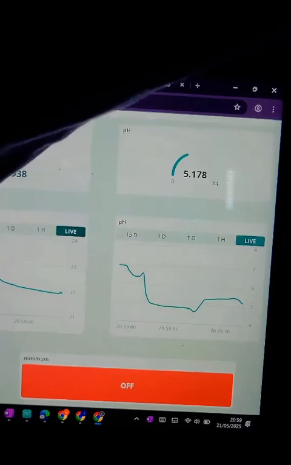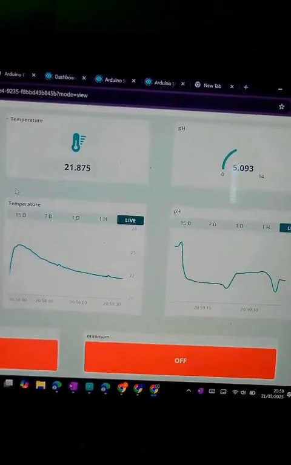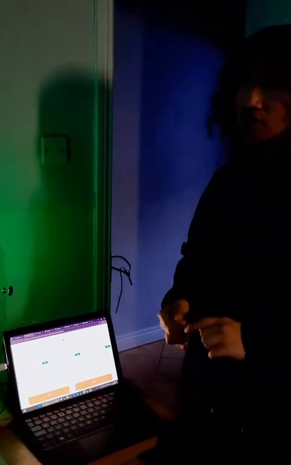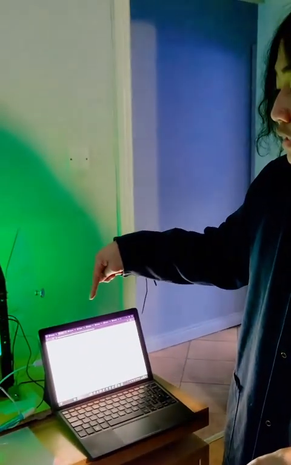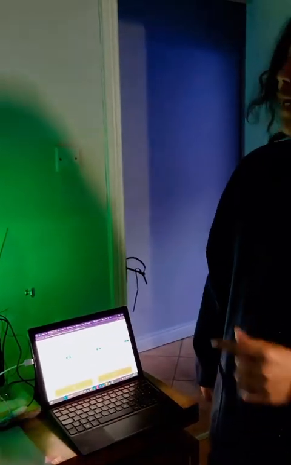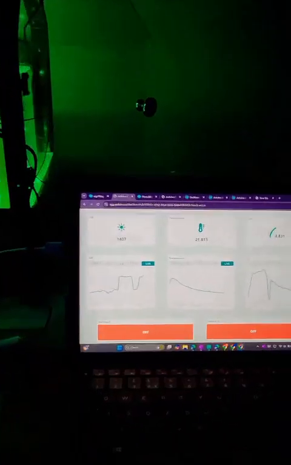So that is my inputs. And later, I'll show you the outputs of the system by putting in actual water into my system, using the pumps, using the oxygen pump, and air pump, and fan. But for now, we have the inputs into our system, which is uploaded on the Blynk program.